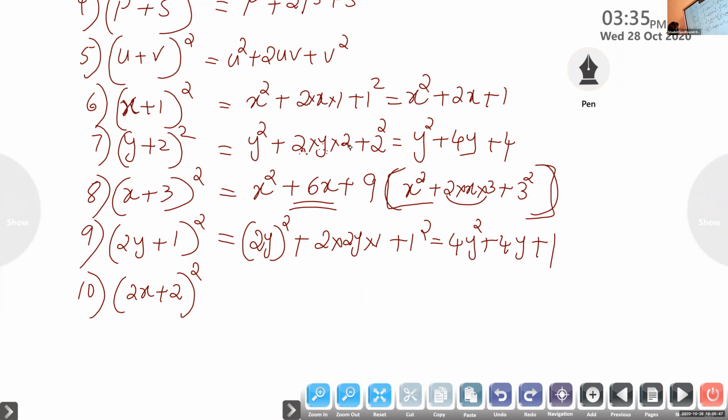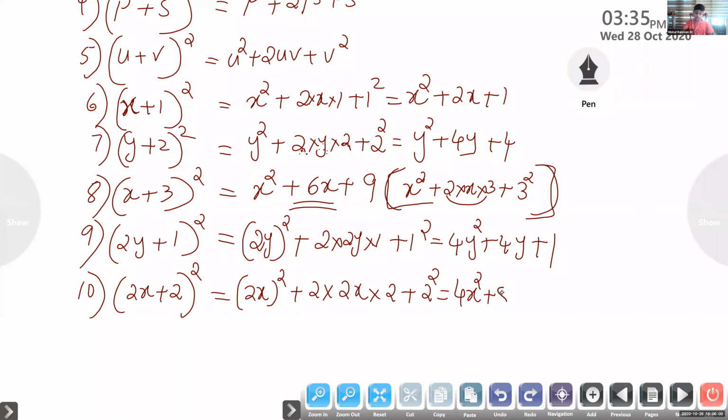Now, 10th question. 2x the whole square plus 2 into 2x into 2 plus 2 square. So 4x square plus 8x plus 4. Next is 2y plus 5.